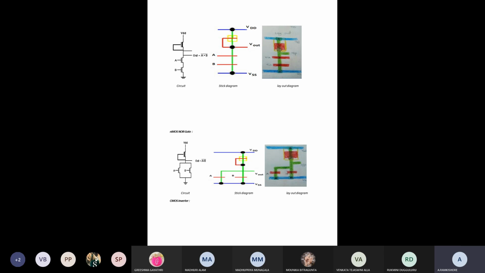So if the P-type are and functionality, we should connect parallel. And for NMOS, that will be reverse. So here for NMOS, if that unfunctionality, we have to connect series. For our functionality, we have to connect parallel manner.